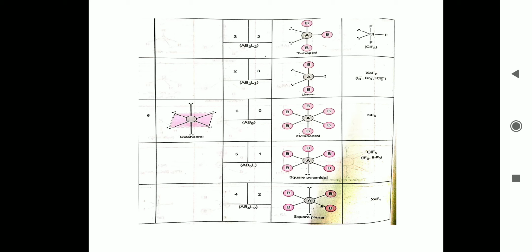Again, there might be 3 bond pairs and 2 lone pairs. In that case, the shape will be T-shaped, as I have already mentioned that lone pairs tend to occupy the equatorial position. So if 2 lone pairs are present, they will occupy the equatorial positions and the resulting shape will be T-shaped. An example is ClF3, etc. Again, if there are 2 bond pairs and 3 lone pairs, then the shape will be linear, because all 3 lone pairs will occupy the equatorial positions and the 2 bond pairs will occupy the axial positions, and thus the shape will be linear. An example is xenon fluoride, etc. Many more examples are also there.